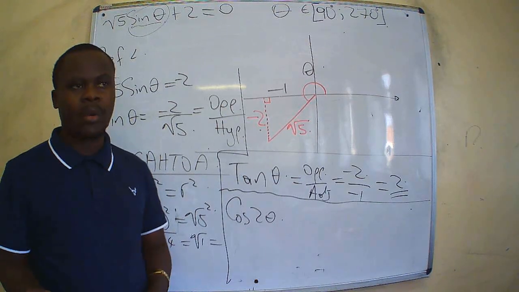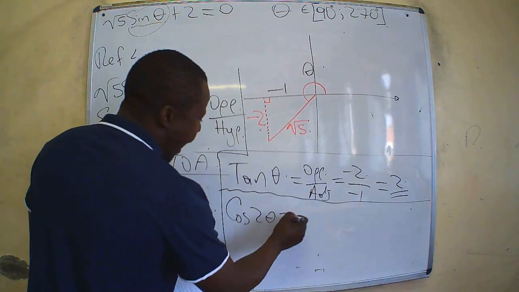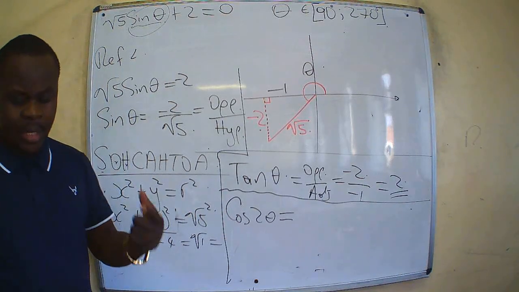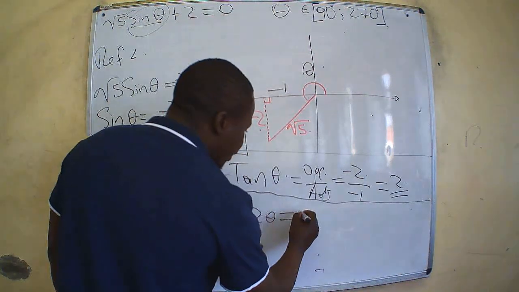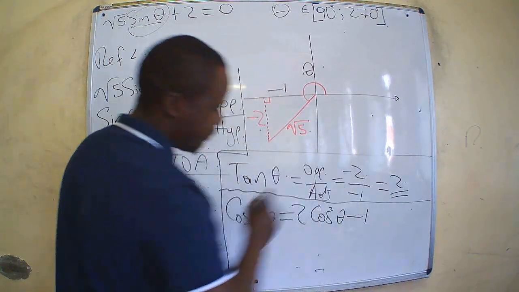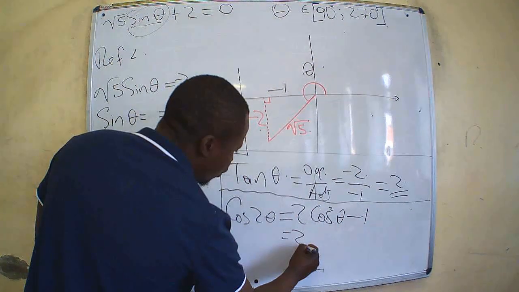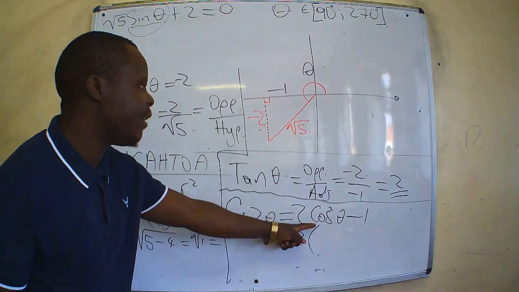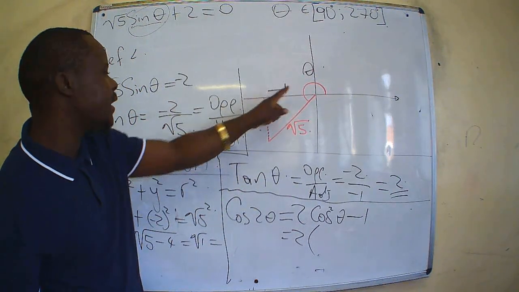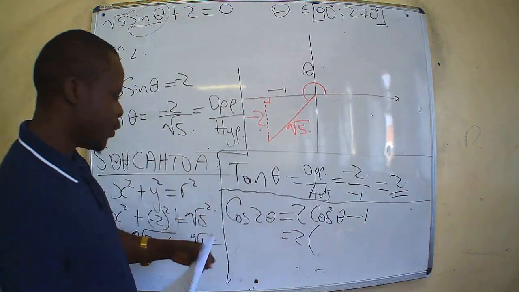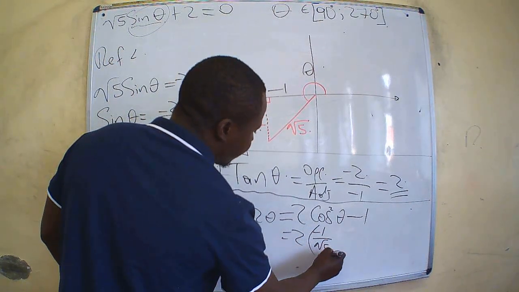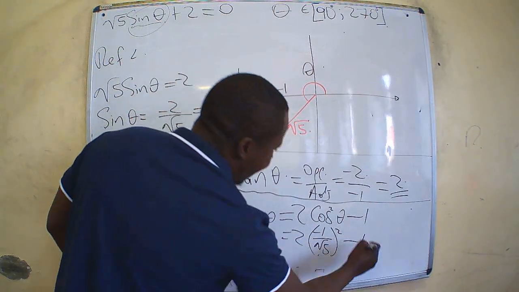We can take any angle. So there are identities of cosine 2 theta. Main identities. So let us take the identity, which is 2 cosine squared theta minus 1. So for our cosine theta, cosine theta is adjacent divided by hypotenuse. So adjacent is negative 1, hypotenuse is root 5 squared minus 1.